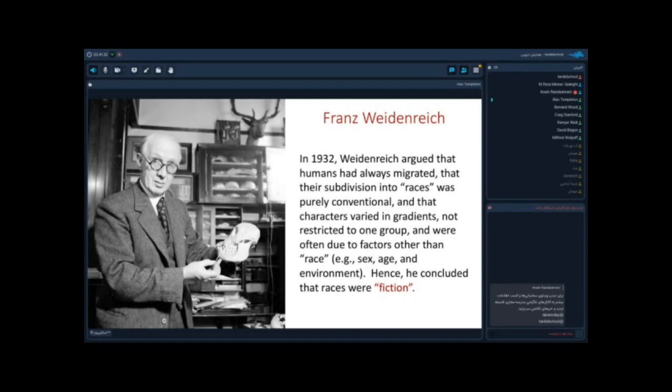I will go, though, back to some talks that he gave in 1932. Weidenreich argued that humans had always migrated, that their subdivision into races was purely conventional, and that characters varied in gradients, not restricted to one group, and were often due to factors other than race, such as sex, age, and environment. And hence he concluded in 1932 that races were fiction. Ironically, in 1934, he had to flee Germany because of the racial theories of the Nazis who had just come into power.